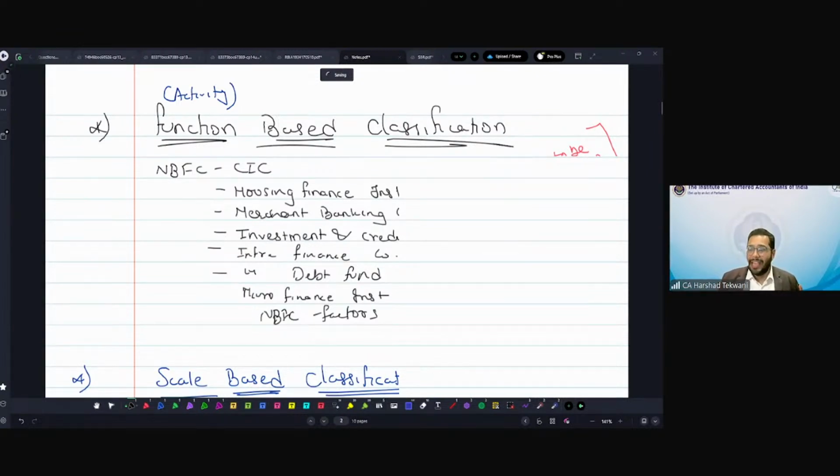For example, CIC. There are RBI CIC regulations which are applicable only to CIC. Housing finance. As I told you, housing finance is initially not required to be registered under RBI because they have separate regulations applicable to them. So based on the activity also, if there are separate regulations, we need to follow that.